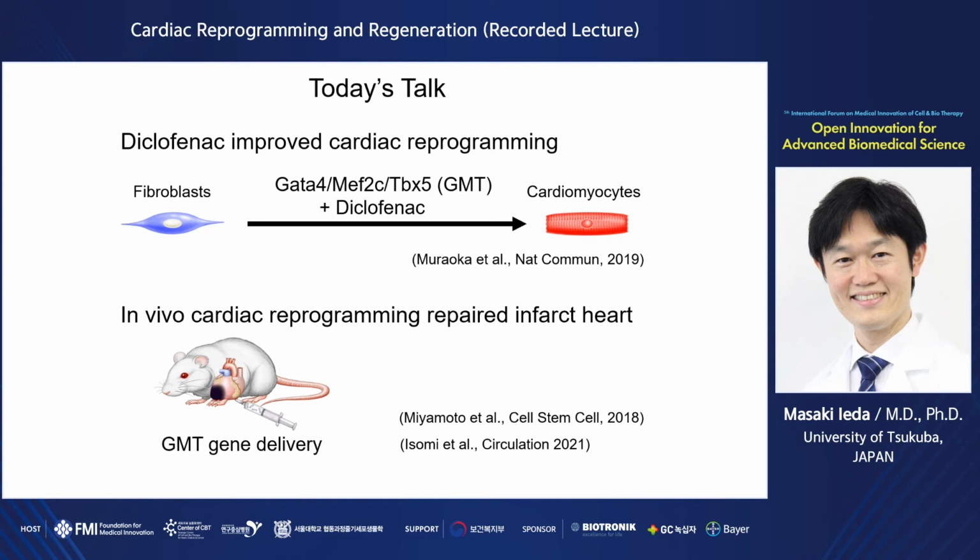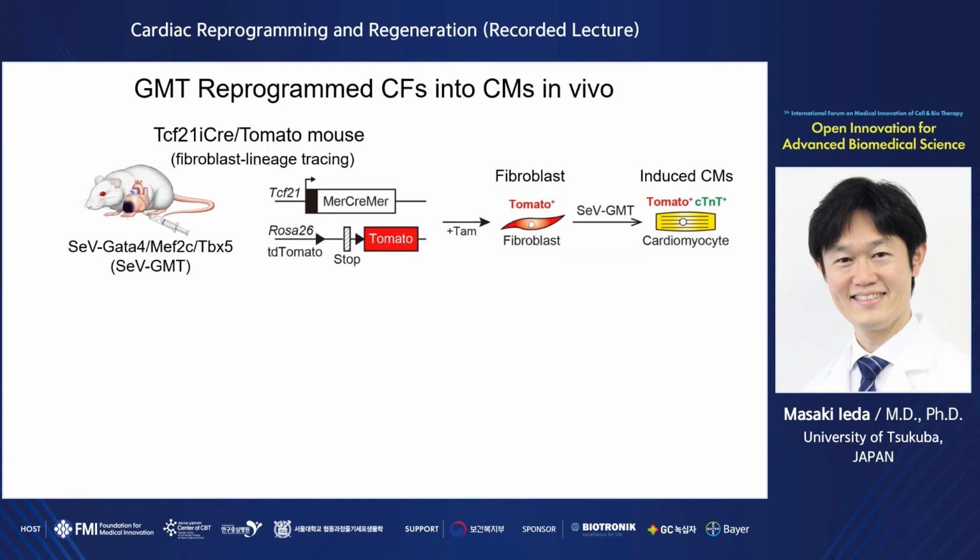So now I finished talking about the first story, and next I'd like to move on to the next, in vivo cardiac reprogramming. First we tested Sendai virus vector expressing GATA4, MEF2C, and TBX5, in short SeV-GMT, in mouse infarct heart. In this experiment, we used the Tcf21-iCre tdTomato mouse, which can trace fibroblast lineage. As you can see here, only cardiac fibroblasts express tomato in this mouse, and after overexpression of GMT by Sendai virus vectors, can fibroblasts be reprogrammed into iCMs in vivo or not?